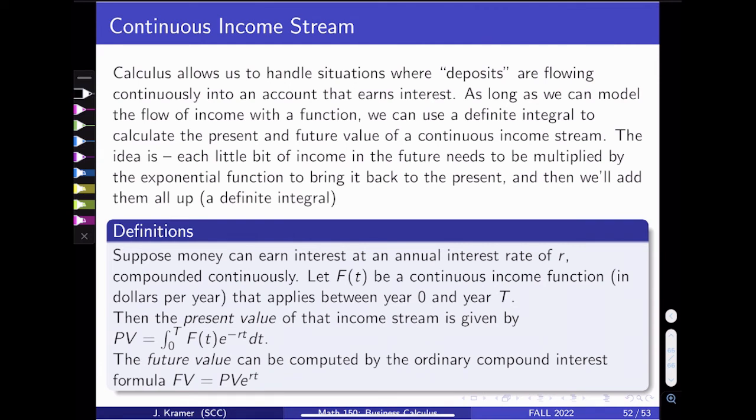Suppose money can earn interest at an annual interest rate of R compounded continuously. If we let f of t be a continuous income function in dollars per year that applies between year 0 and year t, then the present value of that income stream is given by the integral from 0 to t, f of t times e to the negative rt dt. The future value can be computed by the ordinary compound interest formula if it's being calculated continuously. You'll use Pe to the rt, not the integral.